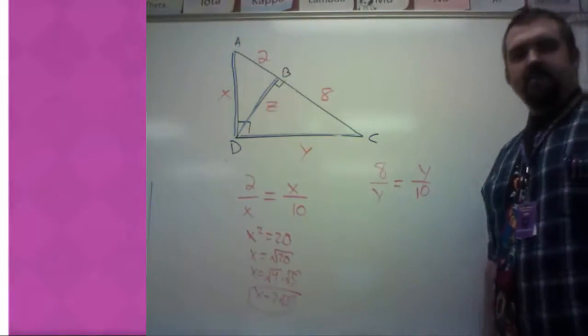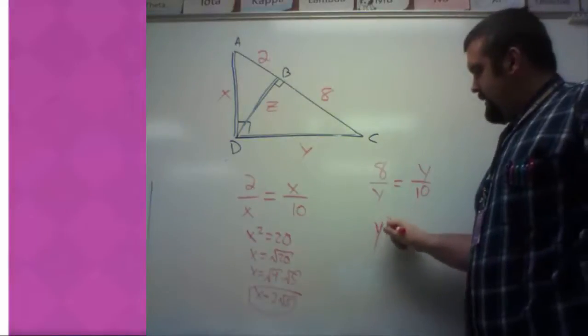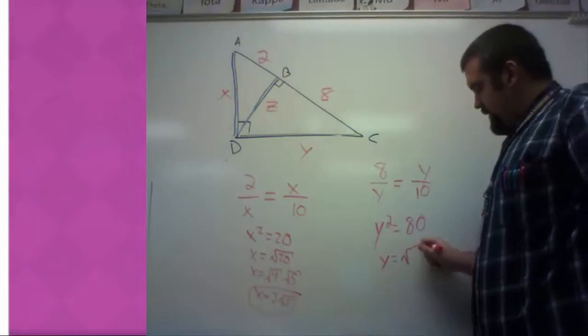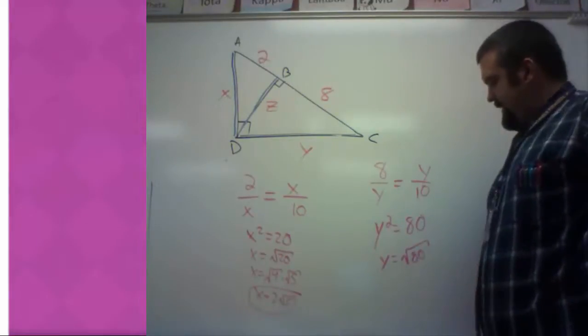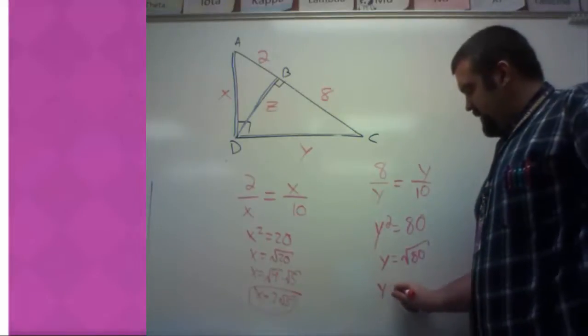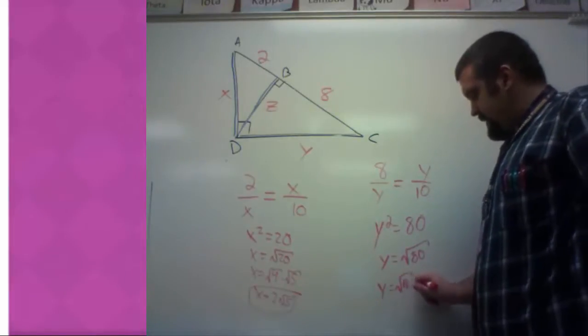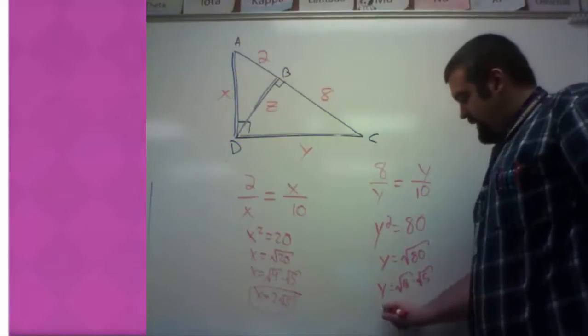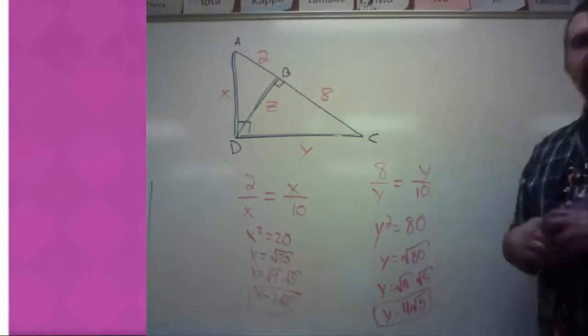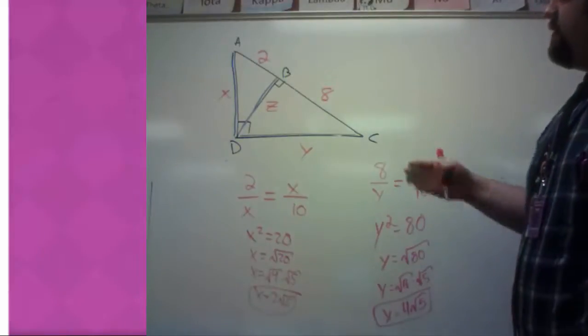Got my proportion solved. Y squared equals 80. Y equals square root of 80. And I believe I can break this up into Y equals the square root of 16 times the square root of 5, or Y is 4 square root of 5. I found X, I found Y.